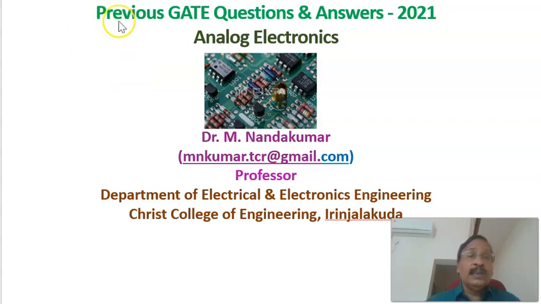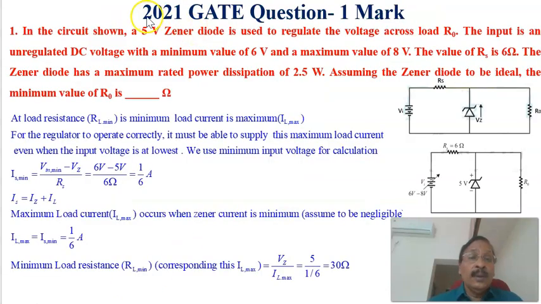In this presentation, I am going to explain the previous GATE questions and answers for the year 2021, and the topic covered is analog electronics. Now let us see the first question of 2021 GATE question that carries 1 mark.